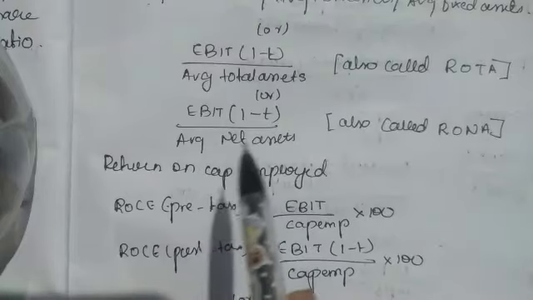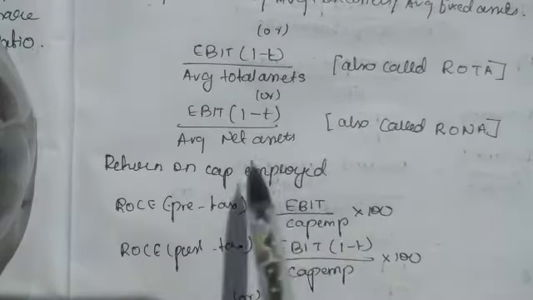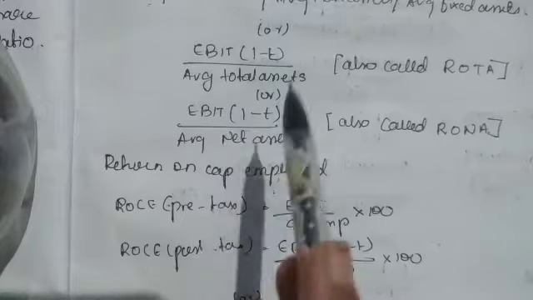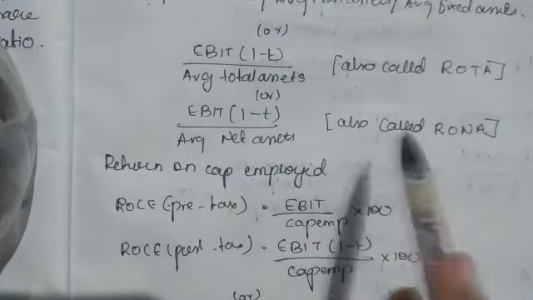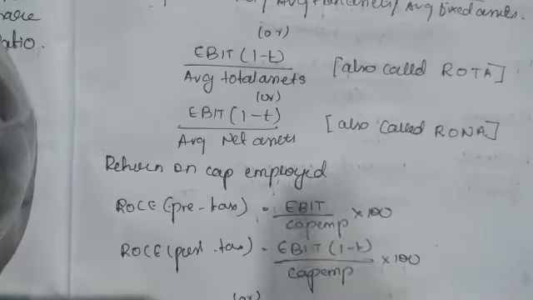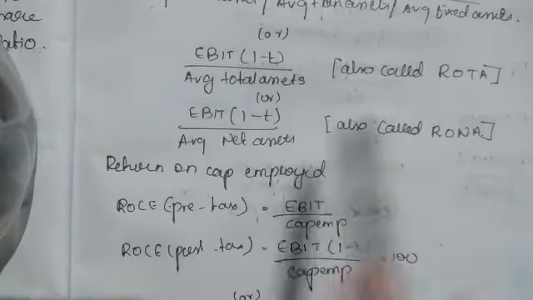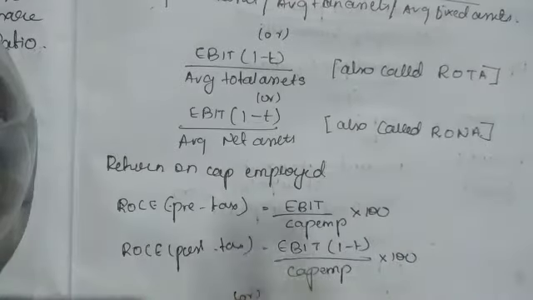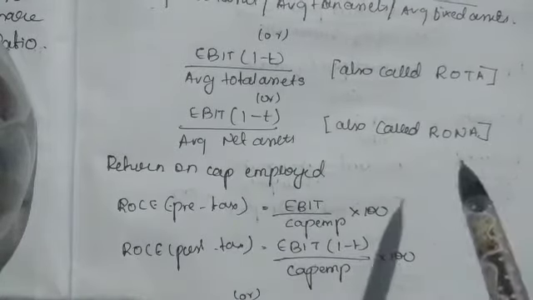Then if it is on the net assets, same formula, but in the place of total assets you will write the net assets. It is also called RONA, return on net assets. These are on the assets part. Then we will see the capital employed.